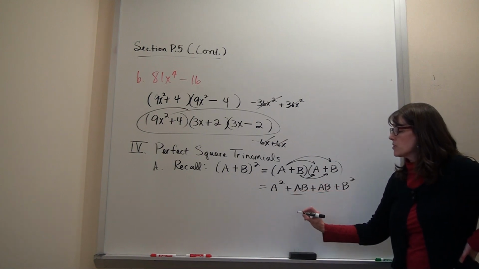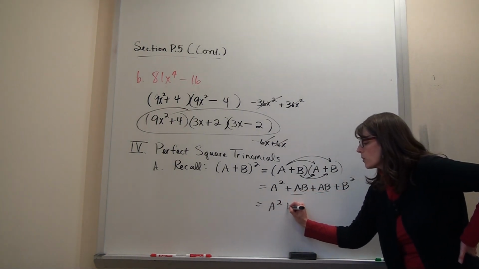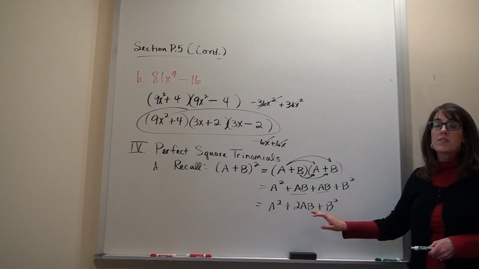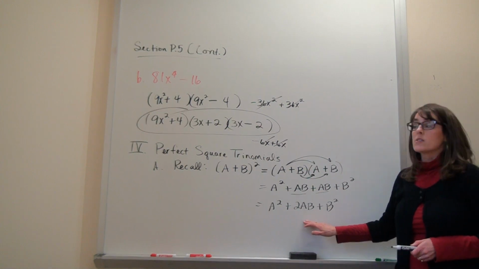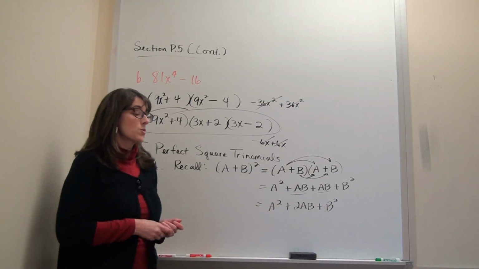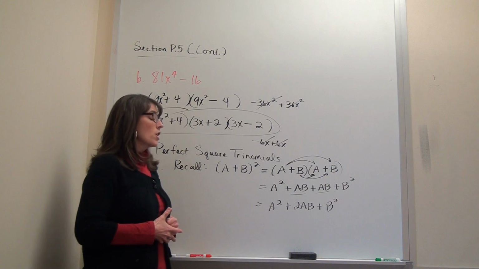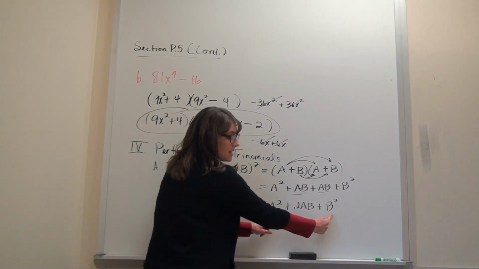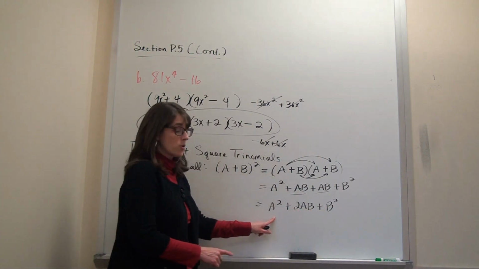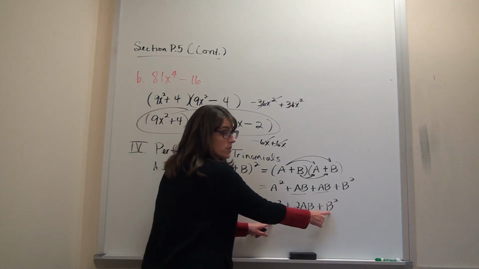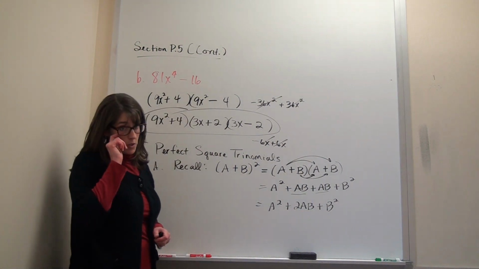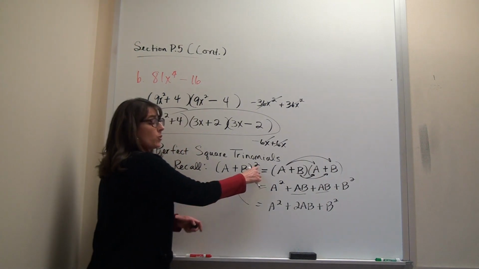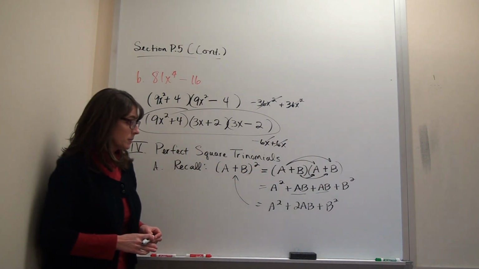Now remember, I can combine these two like terms, and when I do, I get an a squared plus 2ab plus b squared. This is a perfect square trinomial. It's called a perfect square trinomial for a couple of reasons. One, it's a trinomial. It has 3 terms. Two, the perfect square part is for a couple of reasons. One being that the front term and the last term are squared terms. The square root of this is a, the square root of this is b. The other reason it's called a perfect square trinomial is because it can be factored in this way, creating a binomial squared. So it's a perfect square.